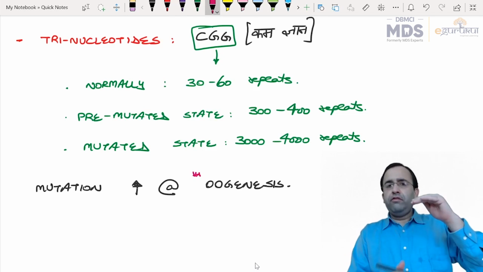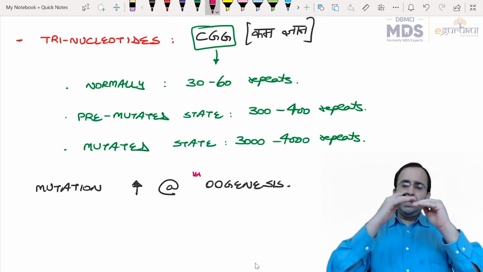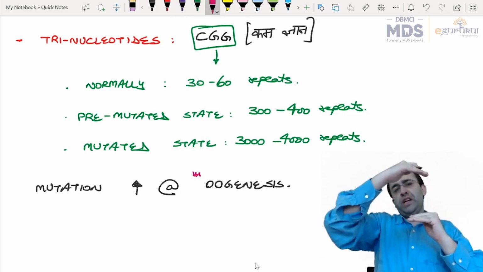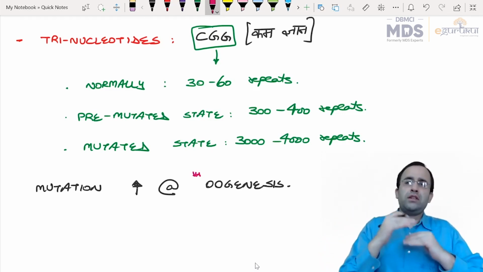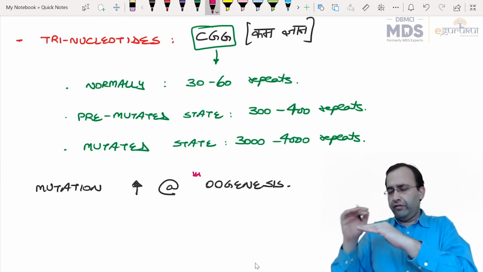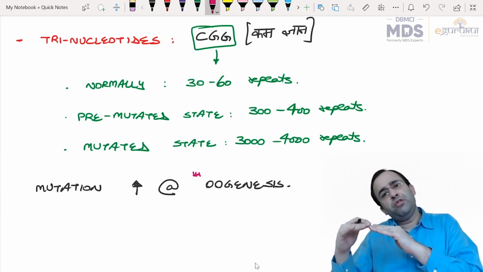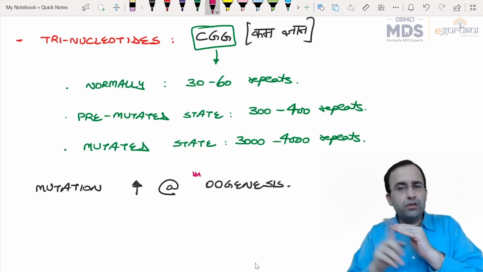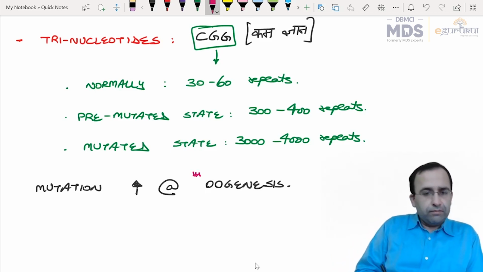That means if the mother is in the pre-mutated state, her child will be in the mutated state. Mutation increases at oogenesis. Versus if the father is in the pre-mutated state, his child will be in the pre-mutated state only. In spermatogenesis the mutation does not increase; it increases at oogenesis.